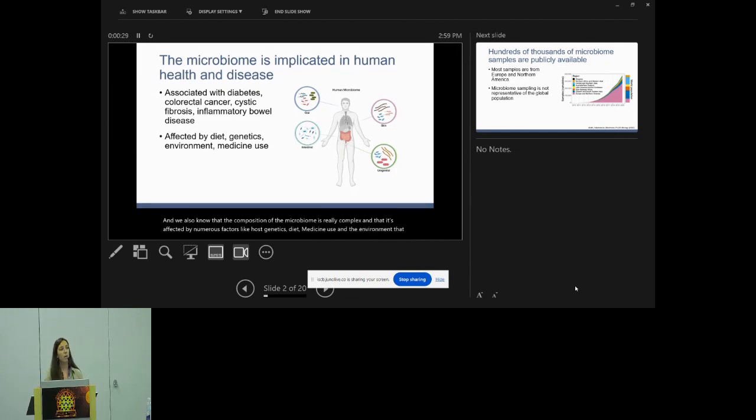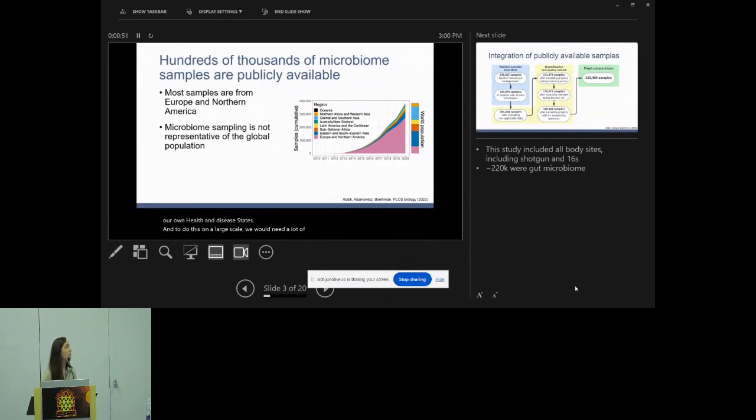So given the important role that the microbiome plays in human health and disease, we're interested in exploring patterns and variation of microbiome composition on a large scale in the hopes that this would help us better understand just how the microbiome is affecting our own health and disease states. And to do this on a large scale, we would need a lot of data. And fortunately, there are hundreds of thousands of microbiome samples that are already publicly available via online repositories like the NCBI's Sequence Read Archive.